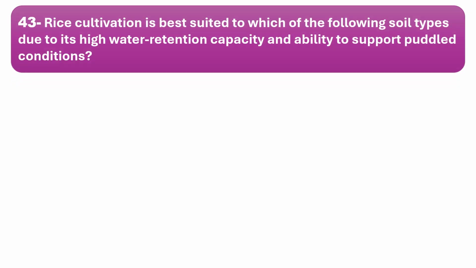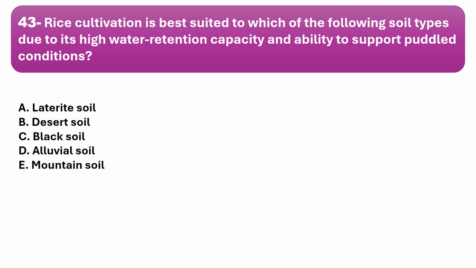Next question. Rice cultivation is best suited to which of the following soil types due to its high water retention capacity and ability to support puddled conditions? The options are A. Laterite soil, B. Desert soil, C. Black soil, D. Alluvial soil, and option E. Mountain soil. The correct answer here is alluvial soil. The alluvial soils are best suited for rice cultivation due to their high water retention capacity and their ability to support puddled conditions as well.